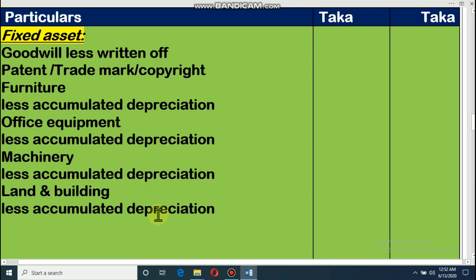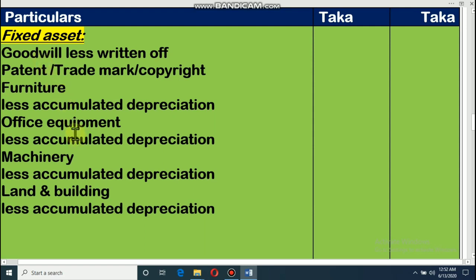If there is any other asset like office equipment, machineries, land and building, furniture, these are some examples of fixed asset.